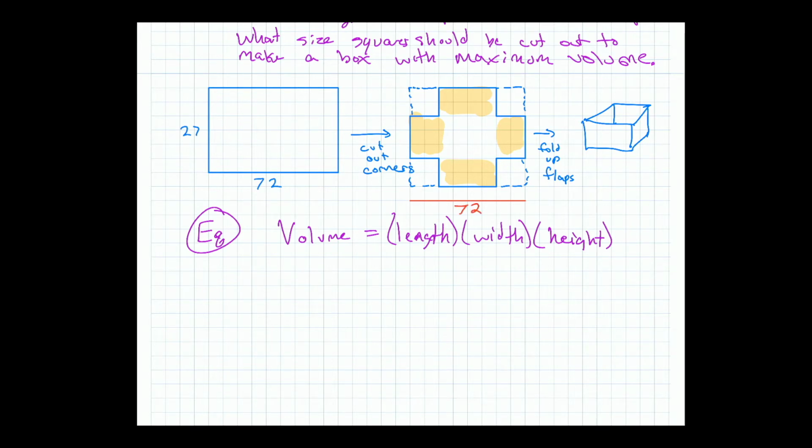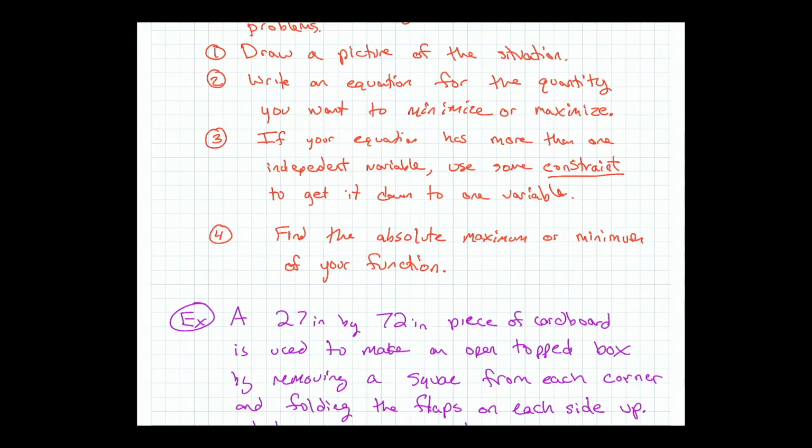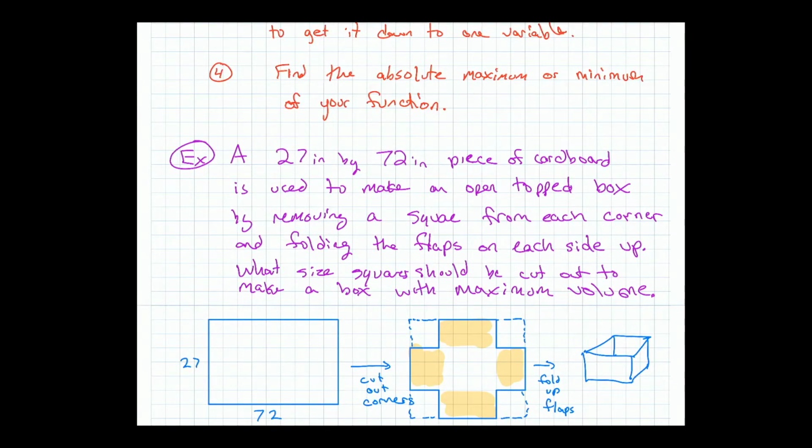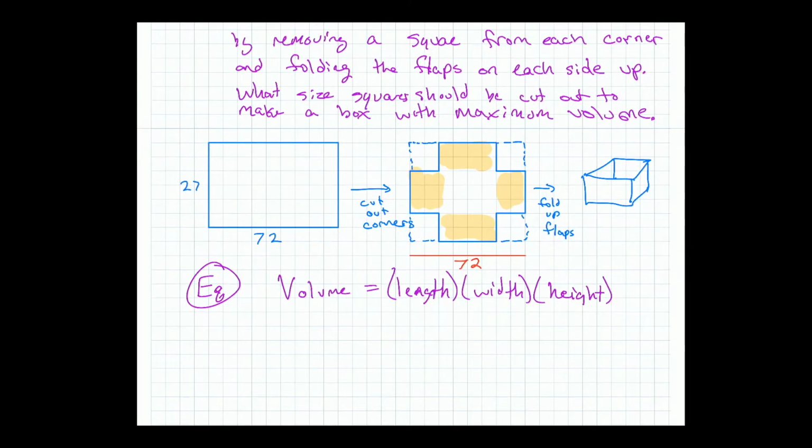Just comparing it to the other picture, that's 72. Now, how big are the squares we're cutting out? We have to figure that out. They're asking what size squares should be cut out to make a box with maximum volume. So what you do is you need to label the corners that you're going to cut out.